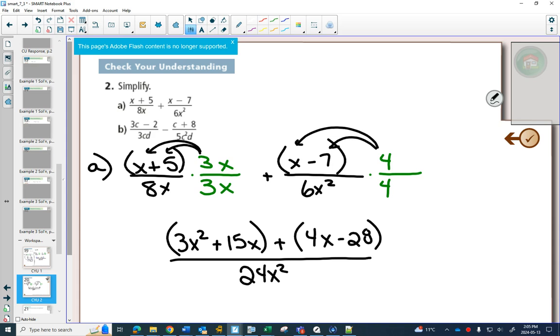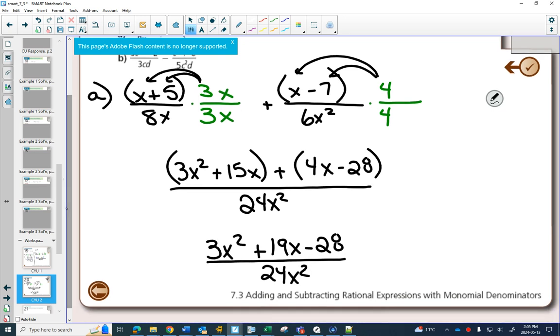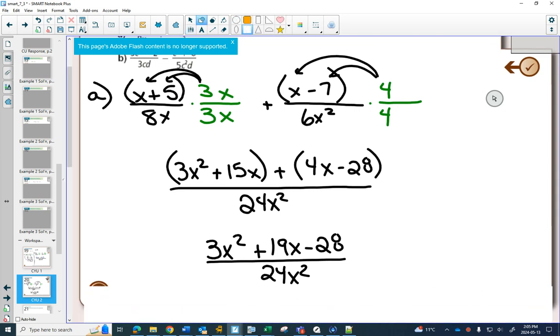Now in my numerator, I am adding, and I notice that I have some like terms. My like terms, I can put the 4x and the 15x together to make 19x minus 28 over 24x squared. And this would be my final answer.